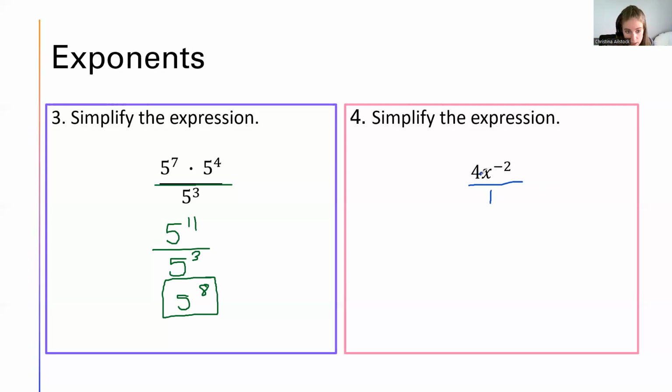That 4 is separate. That 4 is being multiplied. That 4 does not have a negative exponent. Therefore, it stays in the numerator. But our x to the negative 2 power is going to go down into the denominator. And when it changes sides, it has a positive exponent. And for the purposes of where we are at in regards to our math courses, this is our final answer. We don't have any negative exponents, therefore we have simplified it.